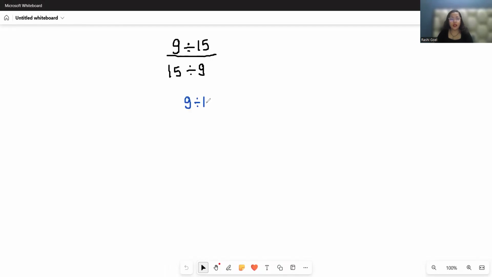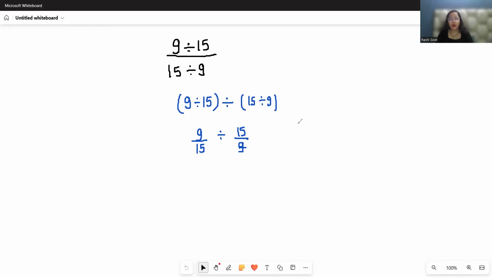First write the numerator, 9 divided by 15. Then there is a fraction, so we'll write division here, 15 divided by 9. Now solve it step by step. I can write 9 divided by 15 like this, division 15 divided by 9. If there were a multiplication sign, we could cancel out and take our answer as 1.